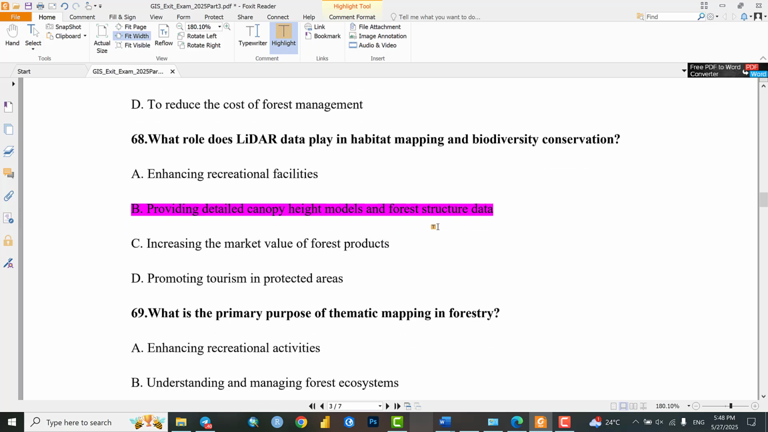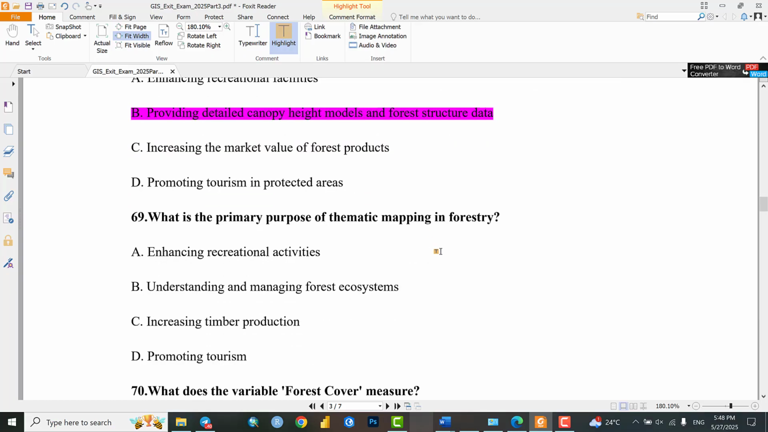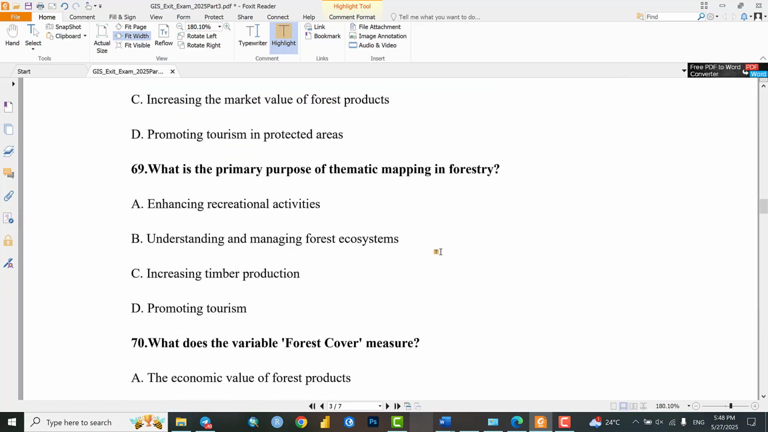69. What is the primary purpose of thematic mapping in forestry? Enhancing recreational activities, B. Understanding and managing forest ecosystems, C. Increasing timber production, D. Promoting tourism. So understanding and management of forest ecosystems is the correct answer.